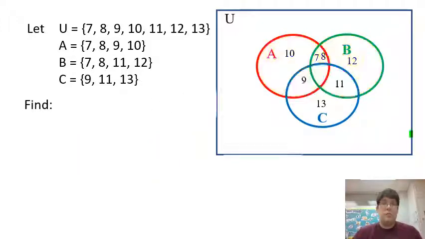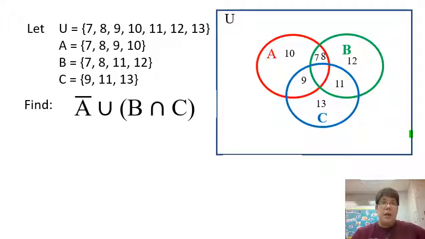Okay, so let's take a look at another example, and in this example we're starting out with the same set, and we are actually going to find a different set of operations. Here we're going to look at A complement union B intersect C. So again, you've got your parentheses, and you've got to do that parentheses first. So we need to do B intersect C, and then union it with A complement. All right, so let's do B intersect C. So B intersect C, looking at the sets, is just going to be the number 11.